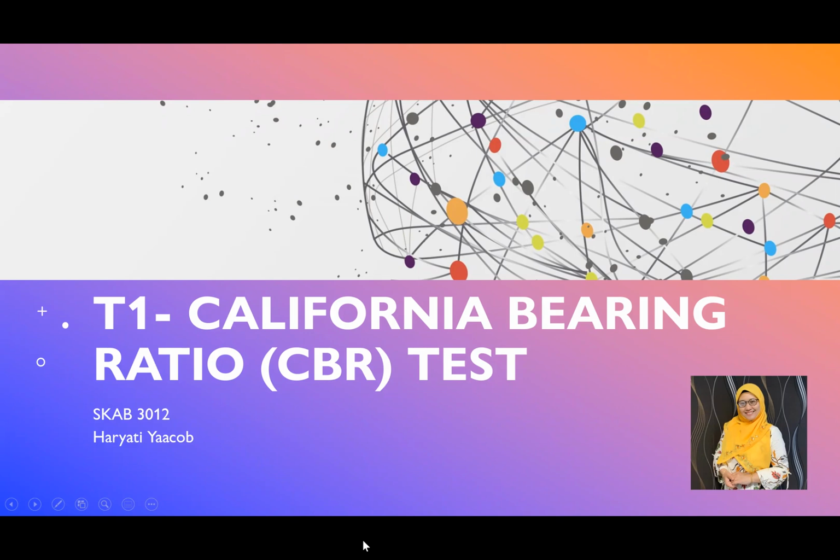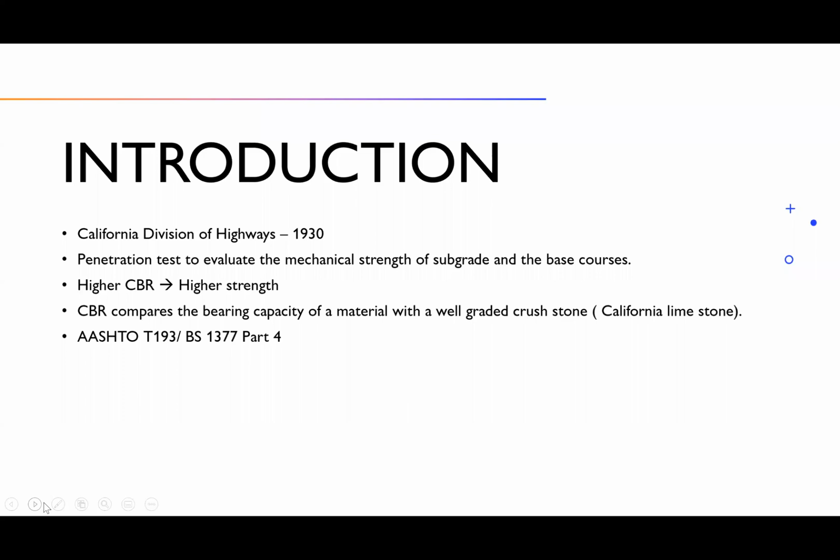Today I'll be briefing about the T1 test, which is the California Bearing Ratio test, or what we know as a CBR test. As an introduction, this CBR test was developed in the California Division of Highways around the 1930s.